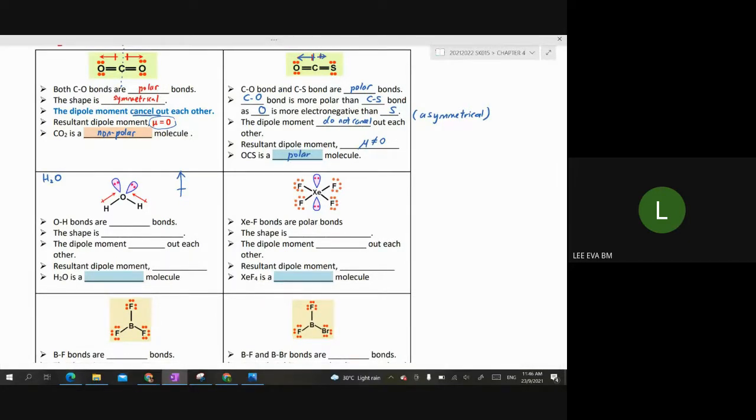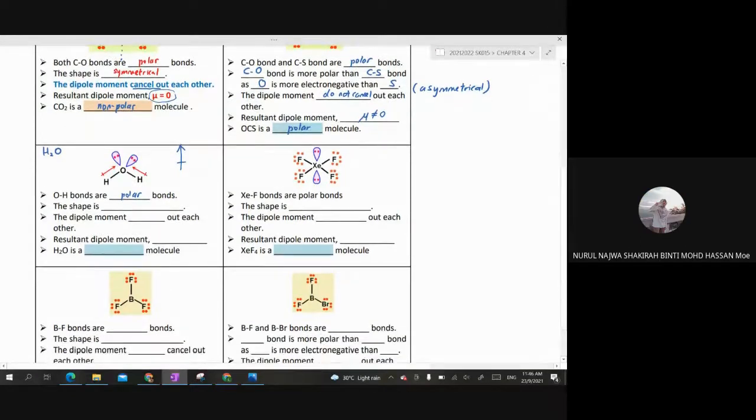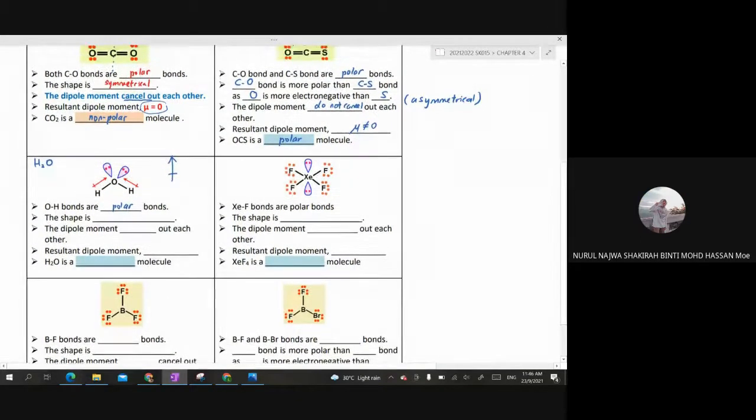Okay, so we fill in the blanks together. OH bonds are polar bonds. The shape is? V shape. The shape over here means symmetrical or asymmetrical? Symmetrical. Okay. Kalau kita rujuk macam ni, kita buat mirror straight kan? Nampak symmetrical. Tapi kalau madam buat mirror, dia melintang.